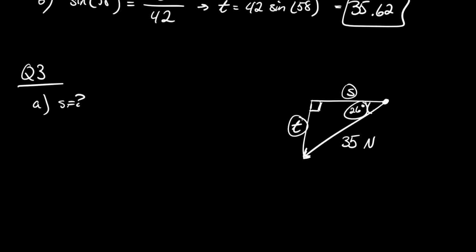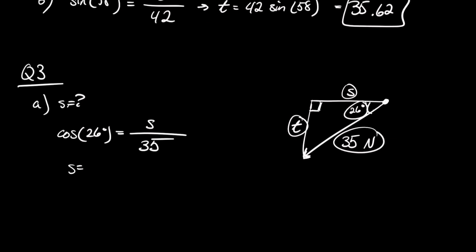Okay, so S is the side next to the 26, which means it's the adjacent, and 35 is the hypotenuse. And the cosine formula uses adjacent and hypotenuse. So cosine of 26, when I put it into my calculator, whatever number that spits out is going to be the size of side S divided by the size of the hypotenuse, which is 35. So if I rearrange this equation, multiply by 35, I get S is 35 times the cosine of 26, which is 31.46 newtons.